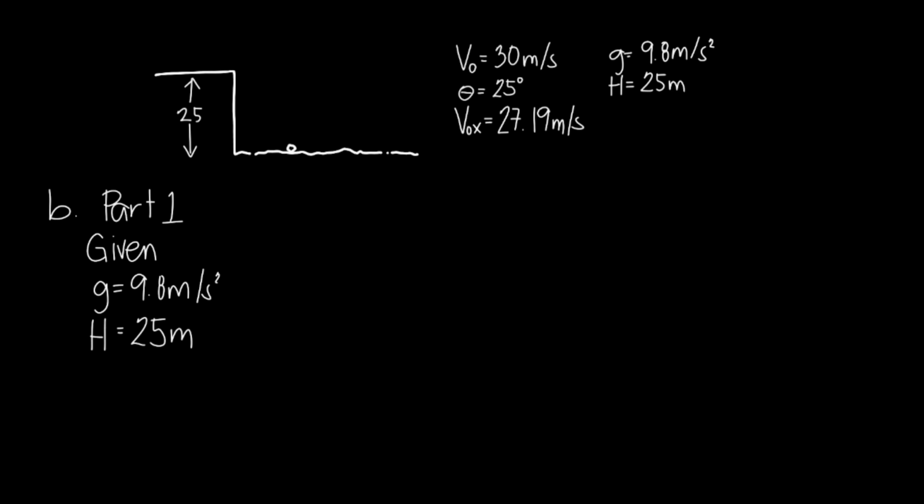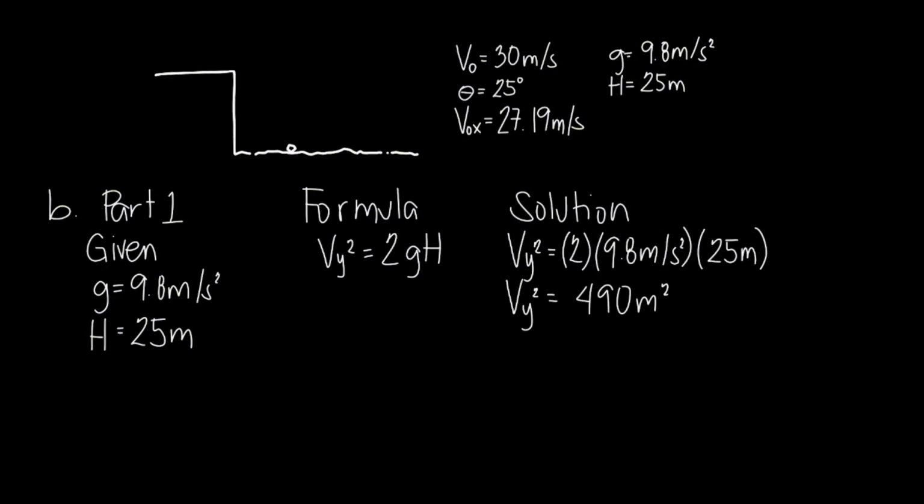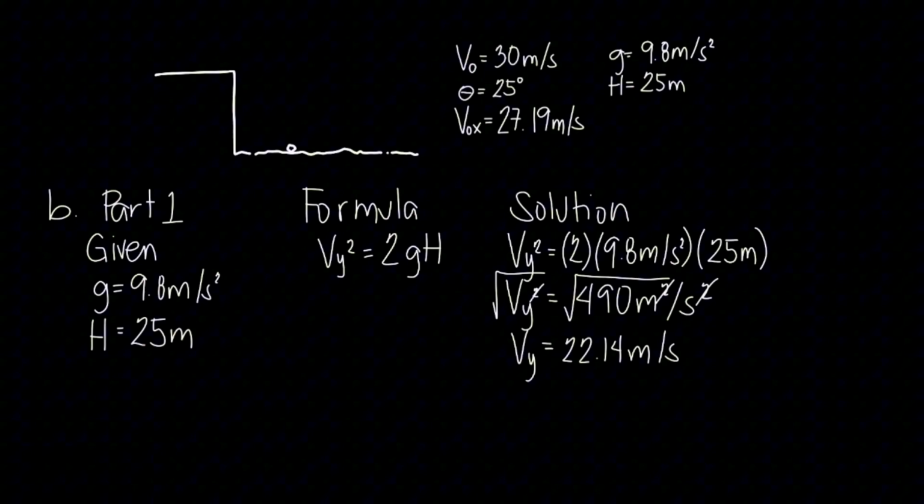The formula that we are going to use is Vy squared is equal to 2gh. Now the solution will go like this. We have Vy squared is equal to 2 multiplied by 9.8 meters per second squared multiplied by the height, which is 25 meters. Then don't forget to add the exponent of meters. So we have meters squared per second squared, and then get the square root of them. We will have a final answer of 22.14.